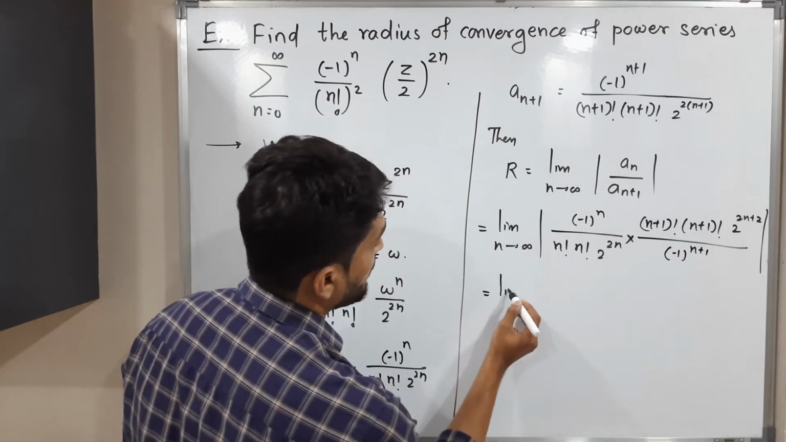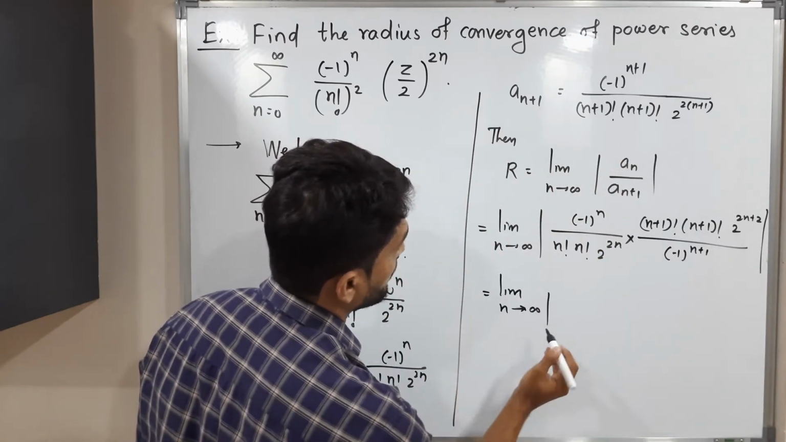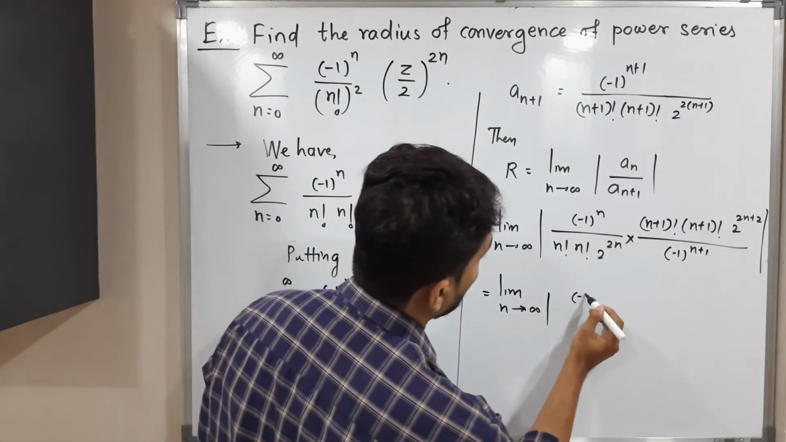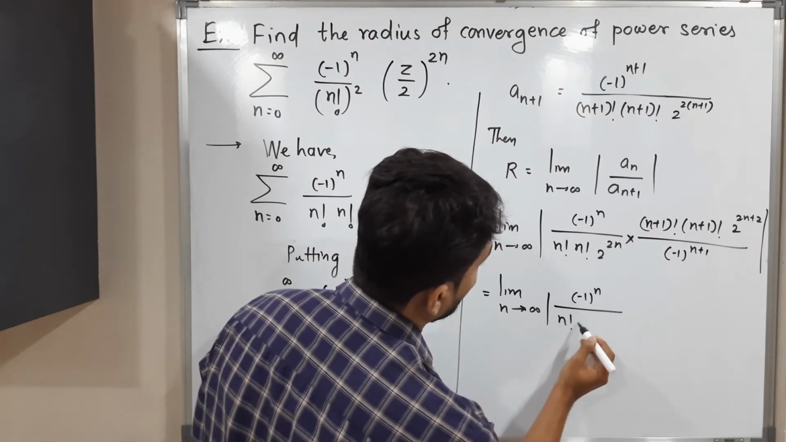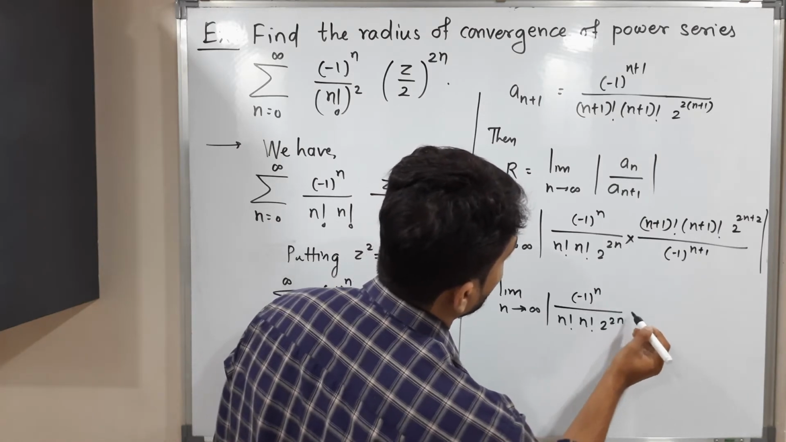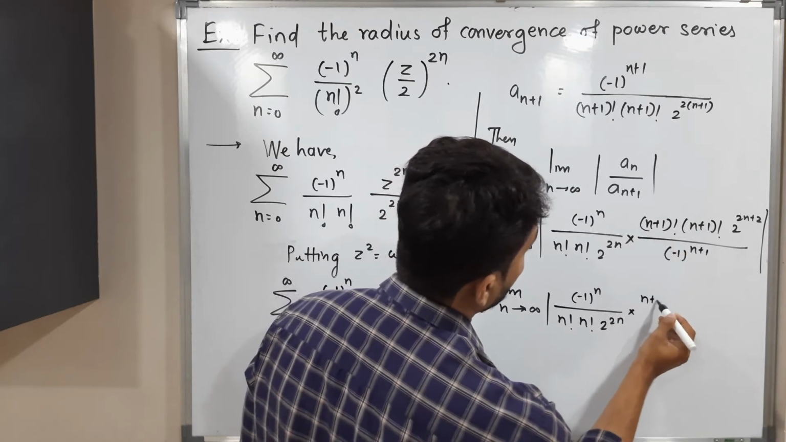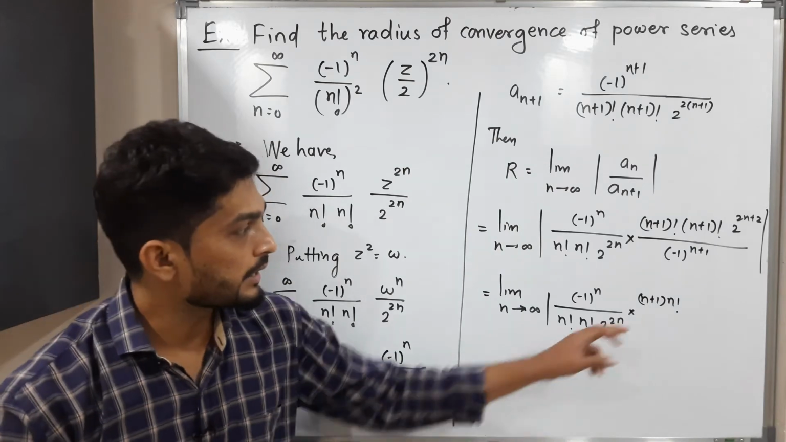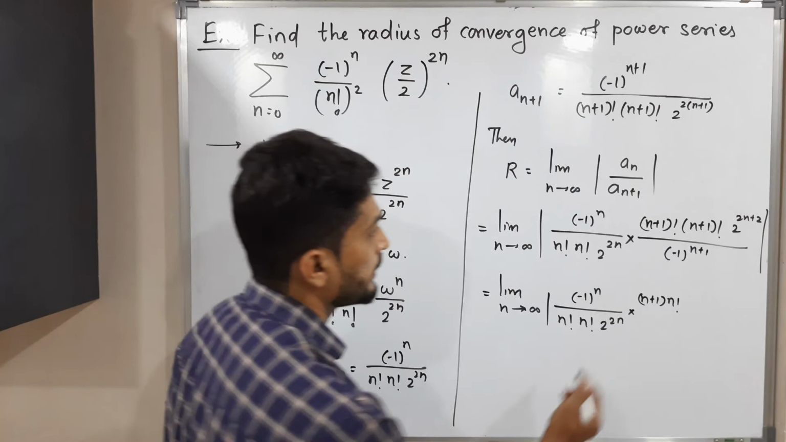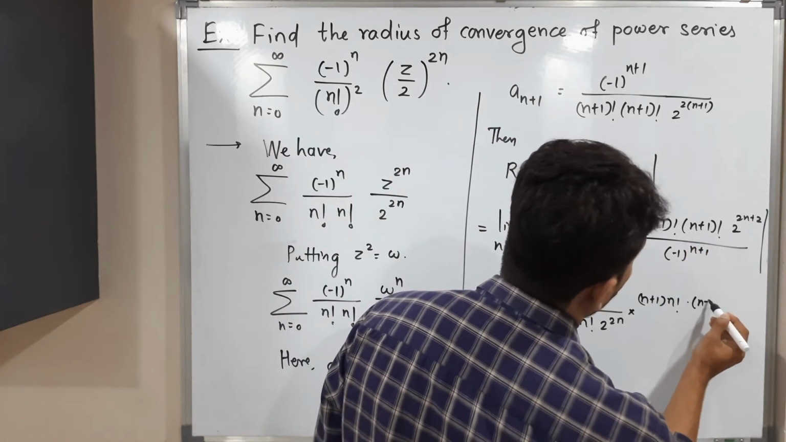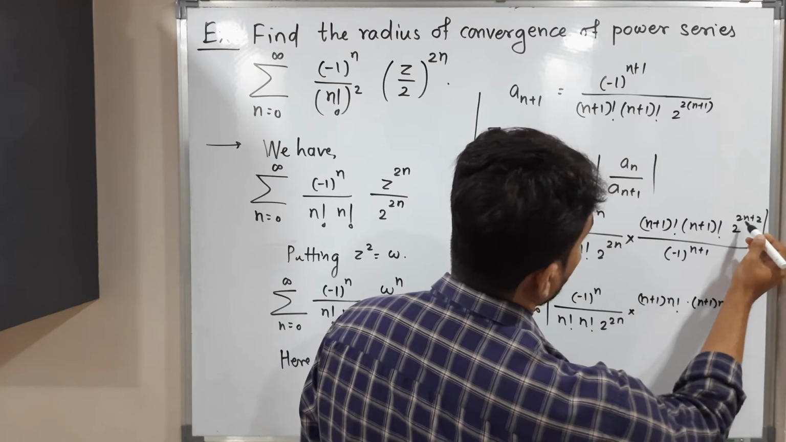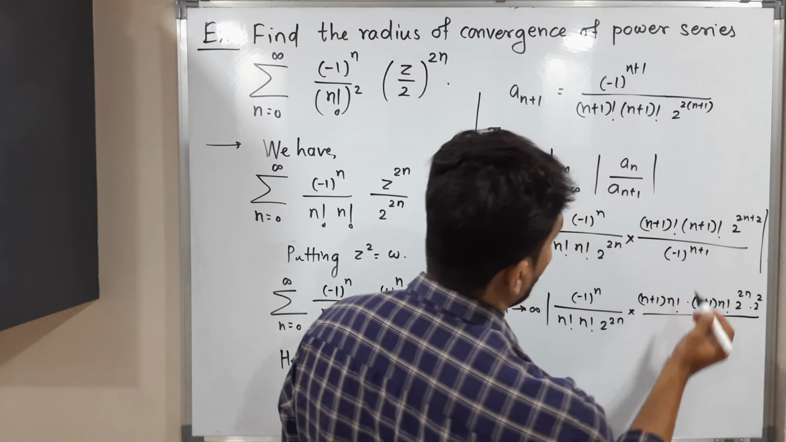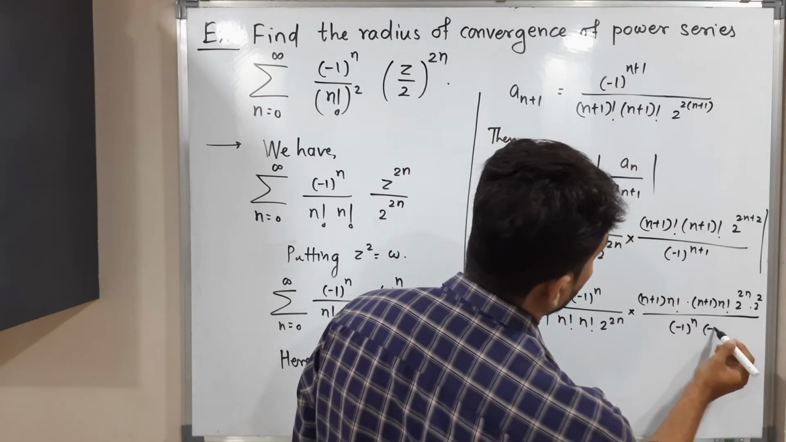So this is equal to limit n tends to infinity. Let us solve it further. Can we cancel anything? Let me express it in the proper way. Minus 1 raised to n upon n factorial 2 raised to 2n. You know that n plus 1 factorial means n plus 1 into n factorial. We express it in this way so that we can easily cancel n factorial. 2 raised to 2n plus 2 means 2 raised to 2n into 2 raised to 2, divided by minus 1 raised to n plus 1, which means minus 1 raised to n into minus 1.